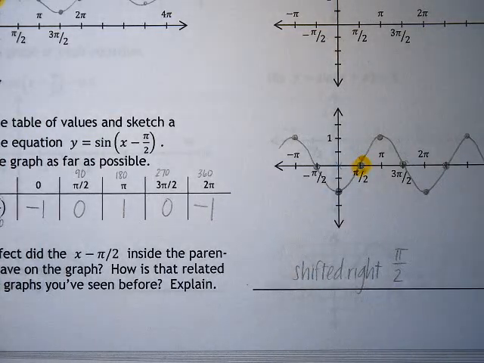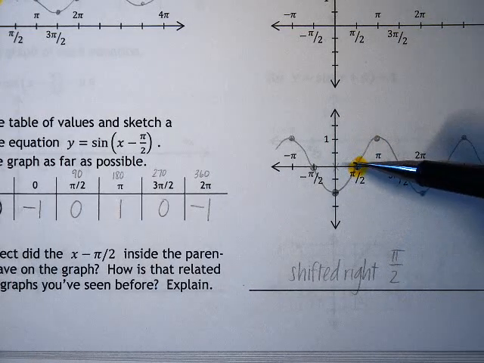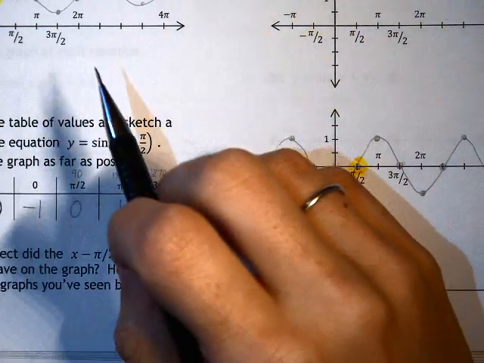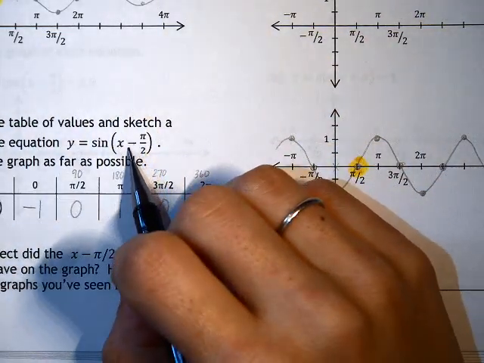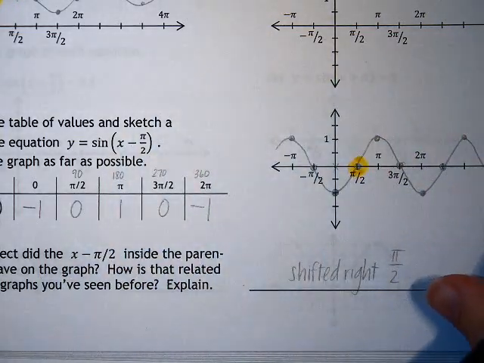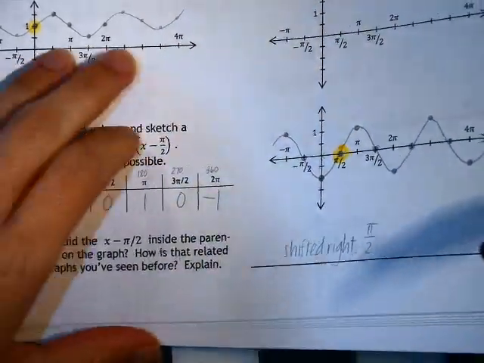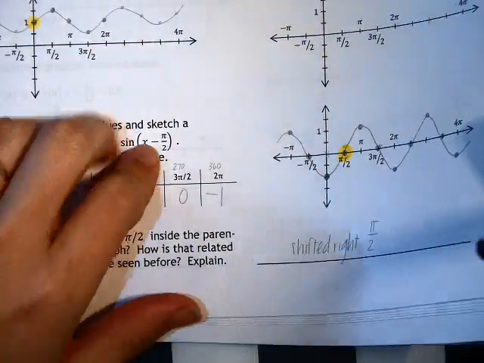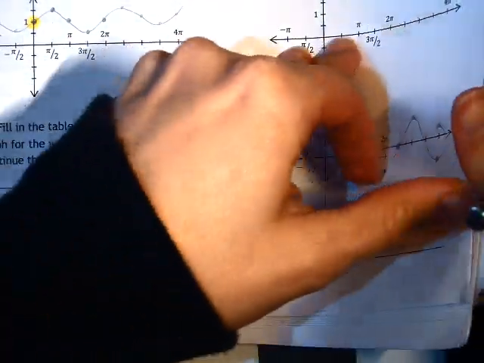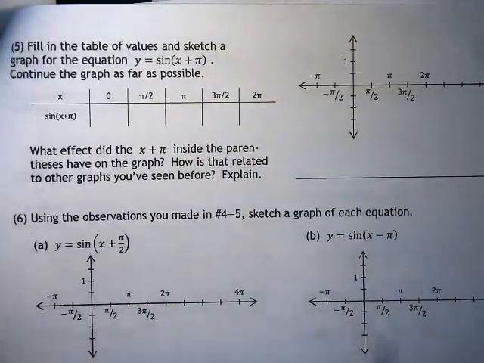Now, if that does make sense to you because you've seen enough graphs by now to know that that's a common trend, then hopefully you can kind of estimate for yourself what might happen if this said x plus in the parentheses. So let's consider that situation. If x minus is going to shift to the right, what do we think an x plus in the parentheses would do? As you turn the page to page 24, let's consider that possibility in number 5.